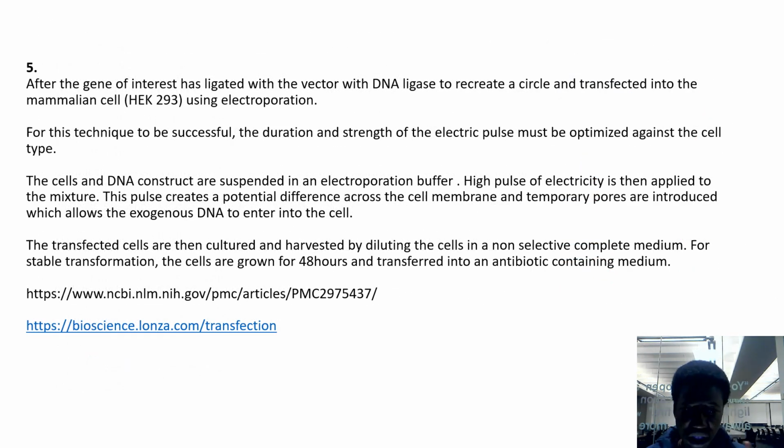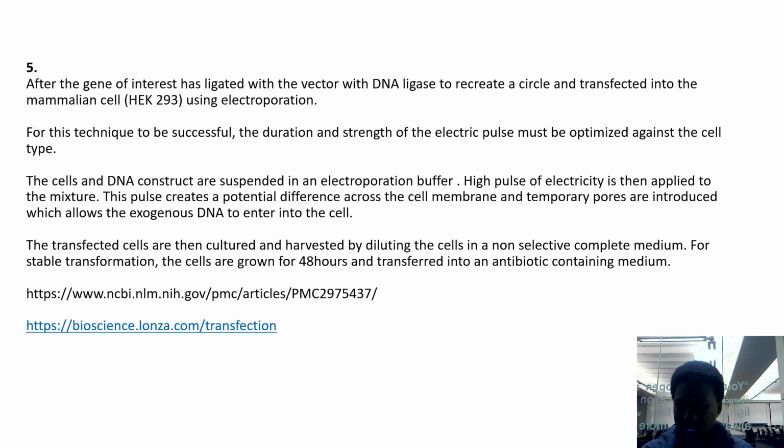After the gene of interest has been ligated with the vector by DNA ligase to create a circle, it is then transfected into a mammalian cell, and we will be using HEK293 cells with electroporation. For this technique to be successful, the duration and strength of the electroporation must be optimized for the cell type. The cells and the DNA construct are suspended in the electroporation buffer, and then a high pulse of electricity is applied to the mixture.